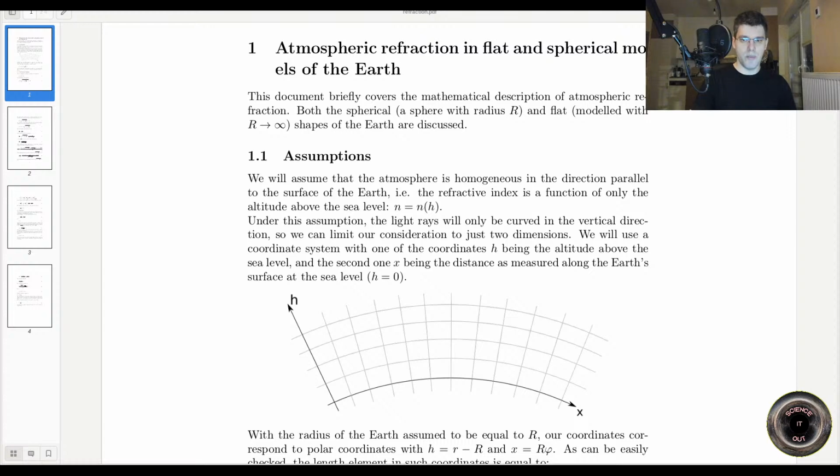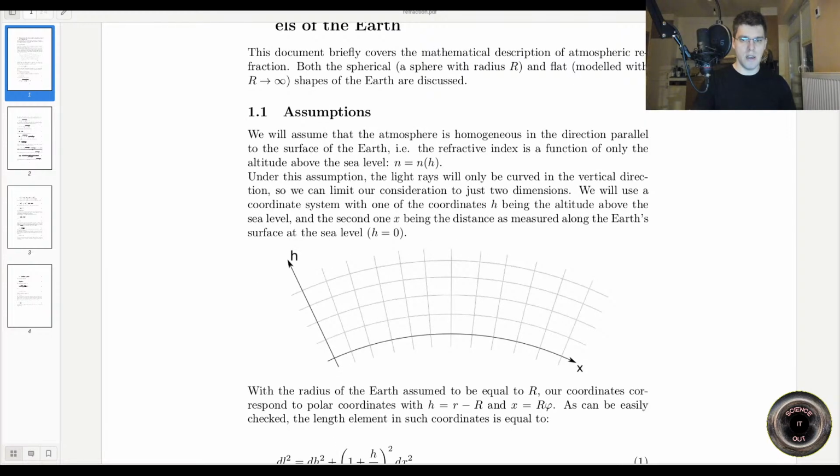This x is pretty much like the polar angle in polar coordinates, only it's scaled by the radius, right? So if we move by some angle phi, then multiplying it by the radius of the Earth gives the distance along the surface. That will be the coordinate x, and h is just the radial coordinate with the radius subtracted, so it's just the altitude above the surface.